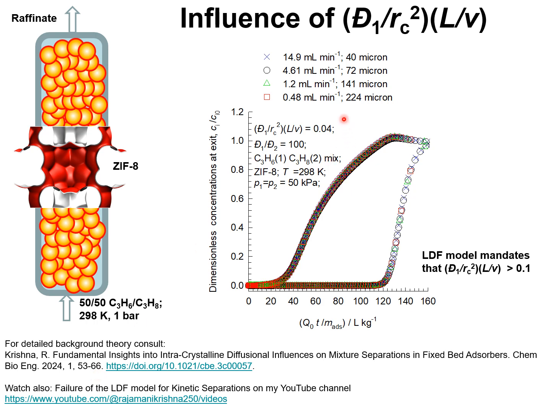Another point I want to stress here is that this product is 0.04. The LDF model developed by Glueckauf mandates that the product of the diffusion time constant and the contact time be greater than 0.1. And indeed, as I have shown extensively in my paper here and also in my YouTube presentation on failure of the LDF model, the LDF model fails for kinetic separations. This point cannot be overstressed.